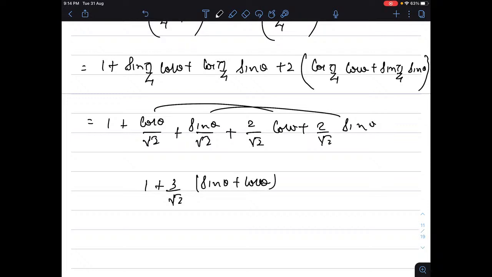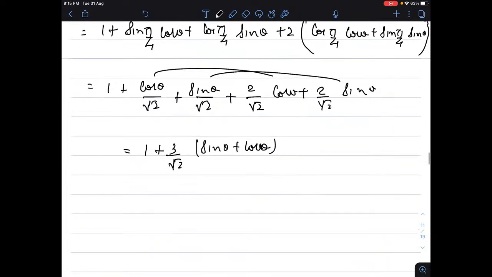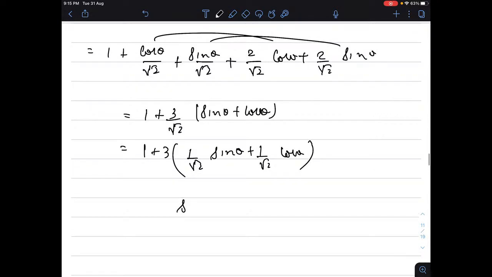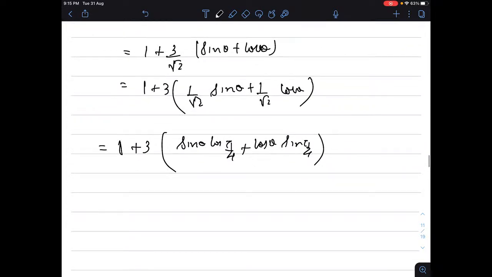We will take root 2 inside the bracket because that is forming a formula. So 1 plus 3 times 1 by root 2 times sin theta plus 1 by root 2 times cos theta we have. That will be generating what? Sin theta cos 45, that is pi by 4, plus cos theta sin 45, that is sin of pi by 4. And that will be a formula with maximum and minimum value ranging from -1 to +1.